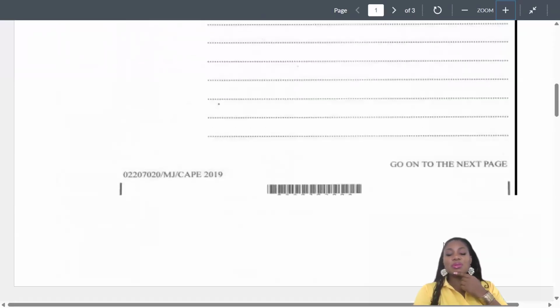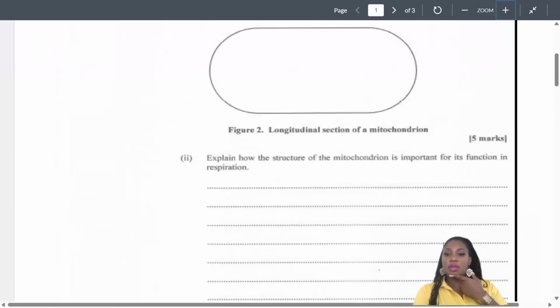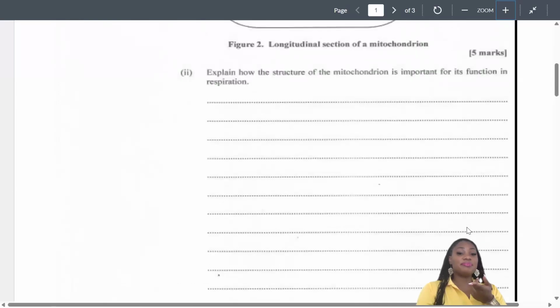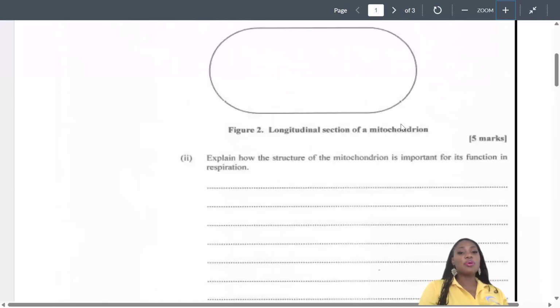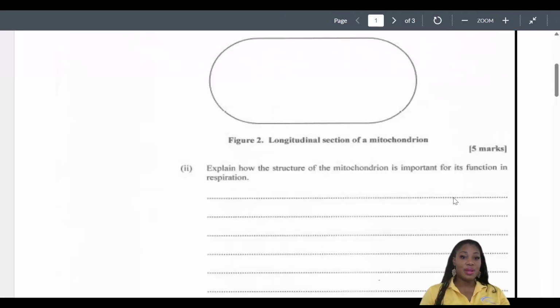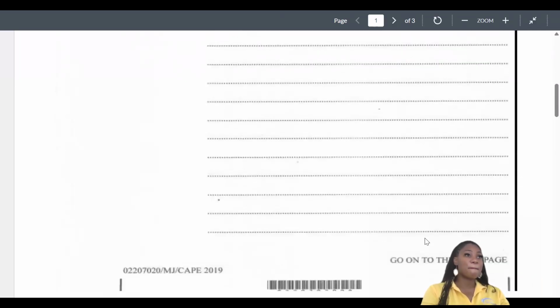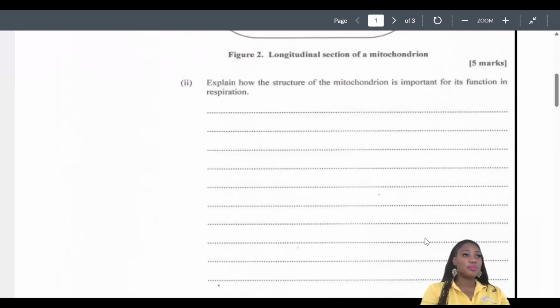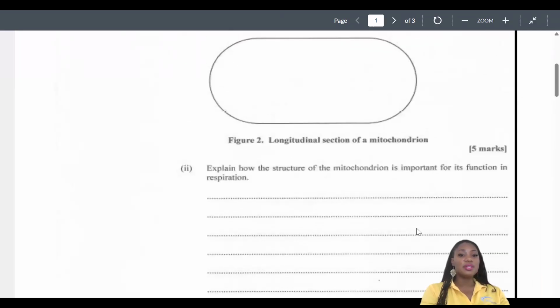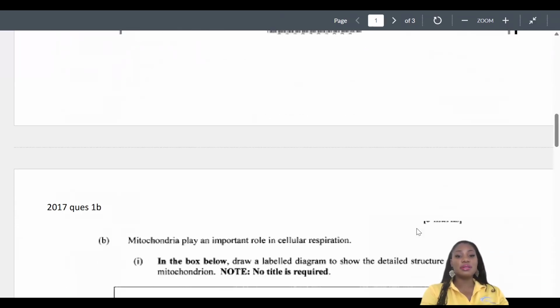I think this was probably about 6 marks. How is the structure important for its function? So that part there, you're just going to have to summarize the notes I just gave you, all right? How it's structured. Yeah, we can summarize the different parts, right? That's basically what it is.